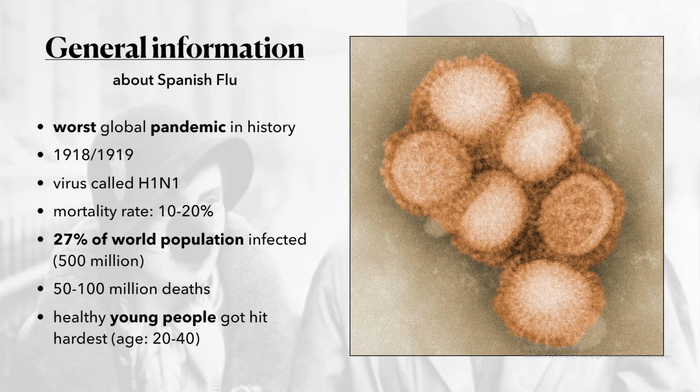The Spanish flu was the worst global pandemic in history, therefore being even worse than the Black Plague. The Spanish flu raged during or at the end of World War I in 1918 and 1919. War was a big factor which helped the flu spread through military troop movements. The virus which led to the Spanish flu is called H1N1 and belongs to the influenza A subtype.